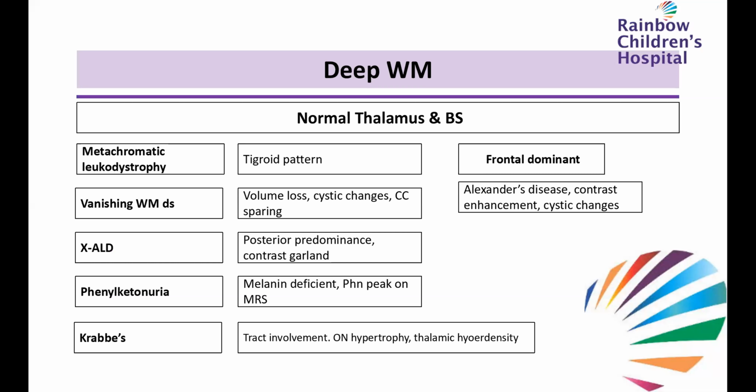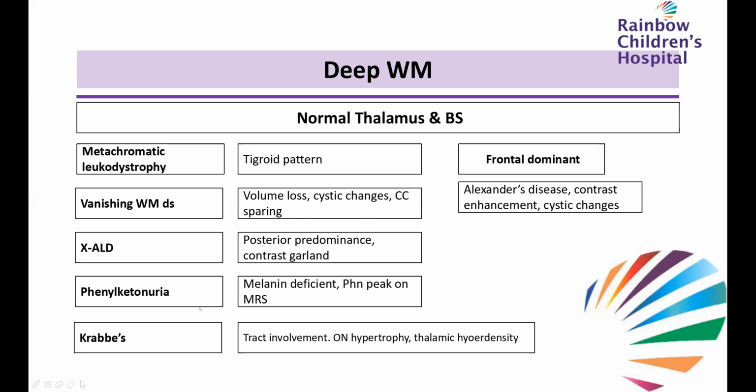If we look at deep white matter involvement with leukodystrophies, then we look at what other structures are involved. Is the thalamus normal? Is the brainstem involved? Is the basal ganglia normal? If we look at the disorders in which the thalamus and brainstem are normal and deep white matter is involved, we can have further types. We see a tigroid pattern in metachromatic leukodystrophy. We see volume loss with cystic changes and sparing of the corpus callosum in vanishing white matter disorder. Posterior predominant leukodystrophy with prominent contrast enhancement we see in X-linked adrenoleukodystrophy.